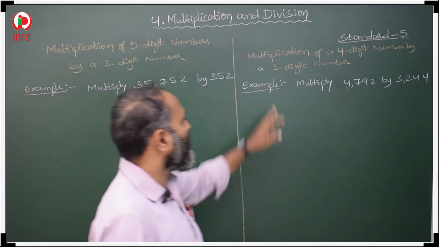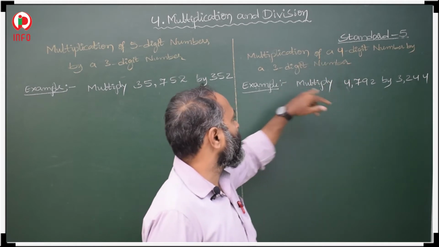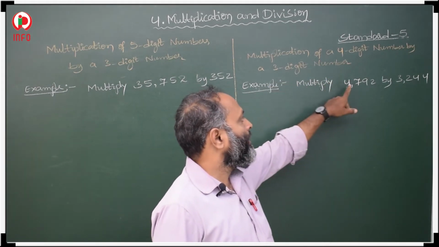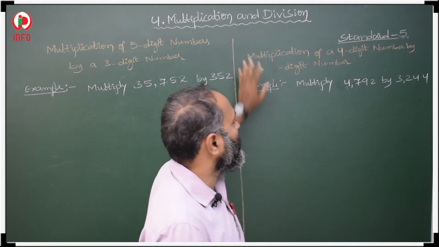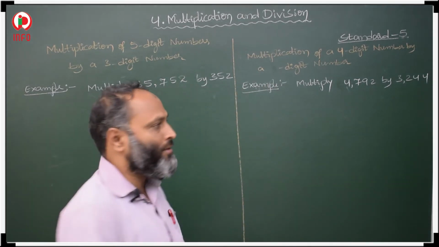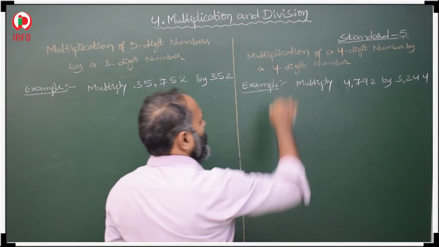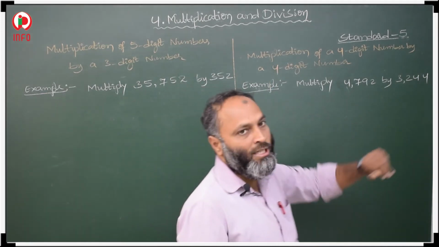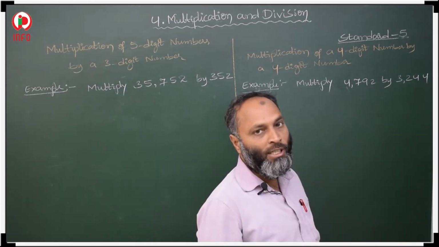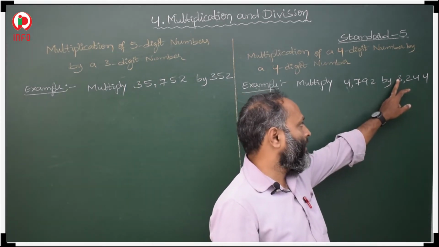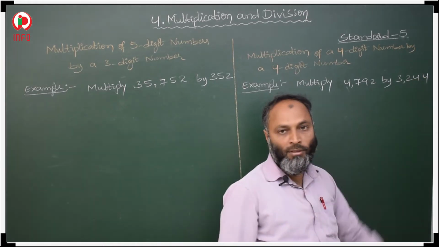Now here, multiplication of a 4 digit number with a 3 digit number. It is not a 3 digit number, this is also a 4 digit number. So what is it? It is also a 4 digit number. A 4 digit number by a 4 digit number. See here how many digits we have? 1, 2, 3, 4. A 4 digit number with a 4 digit number. 1, 2, 3, 4. Okay.